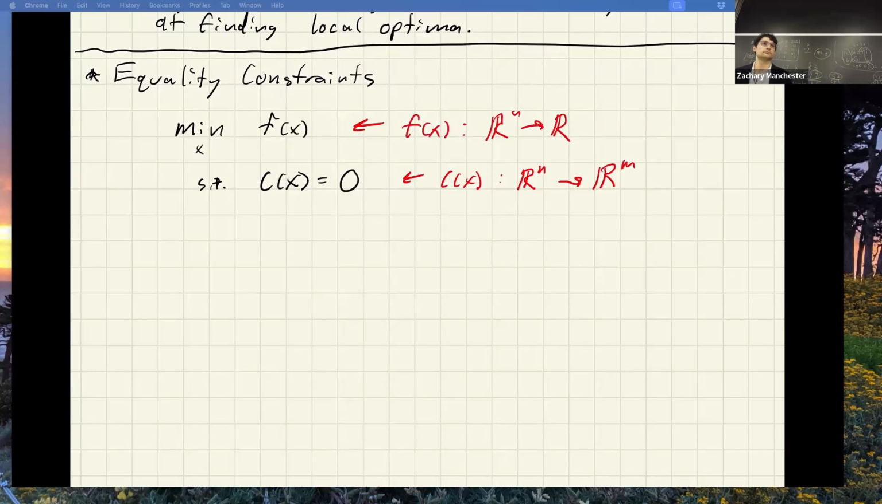You cannot have more constraints than decision variables. So generally, m here would be smaller than n. Otherwise, if m was bigger than n, you'd probably have an infeasible problem that doesn't have a real solution. Okay, cool. So that's what we're doing.